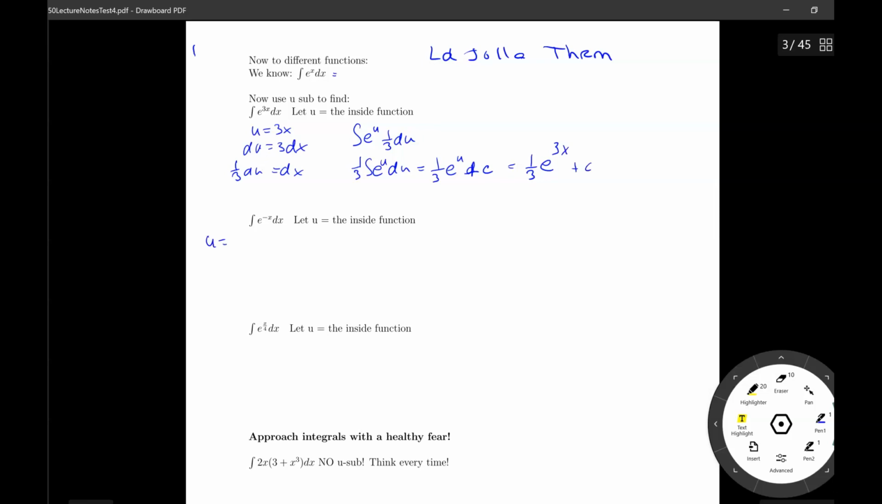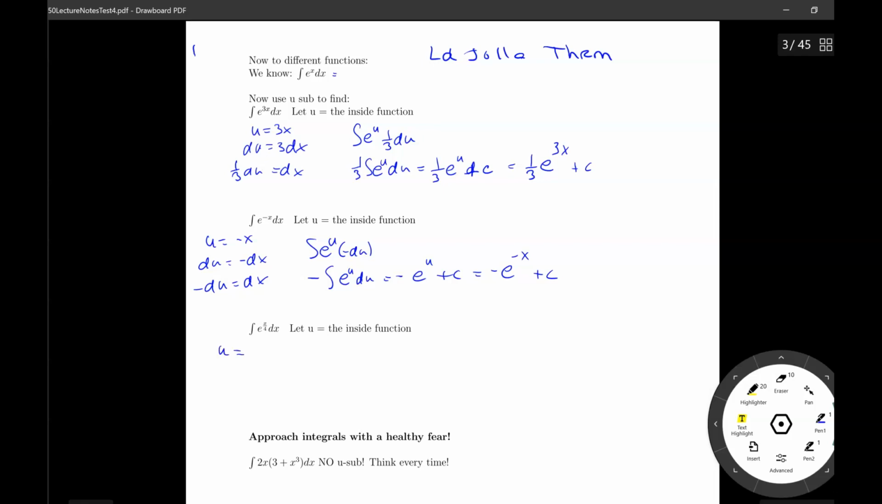Here I'm going to let u equal negative x. So du is negative dx. So put the negative on the other side. So I get e to the u and then negative du. So again, pull those numbers on the outside. So e to the u plus c, and then put the x's back in.